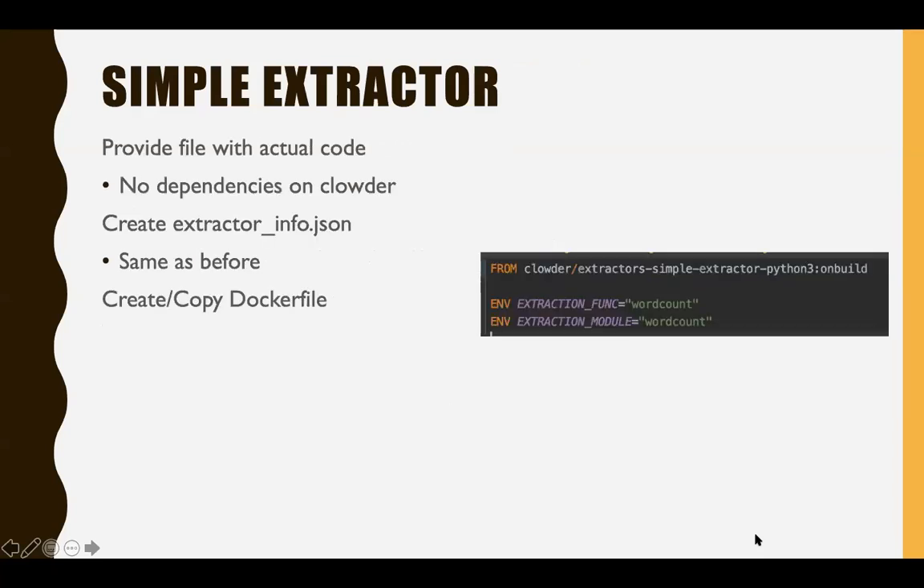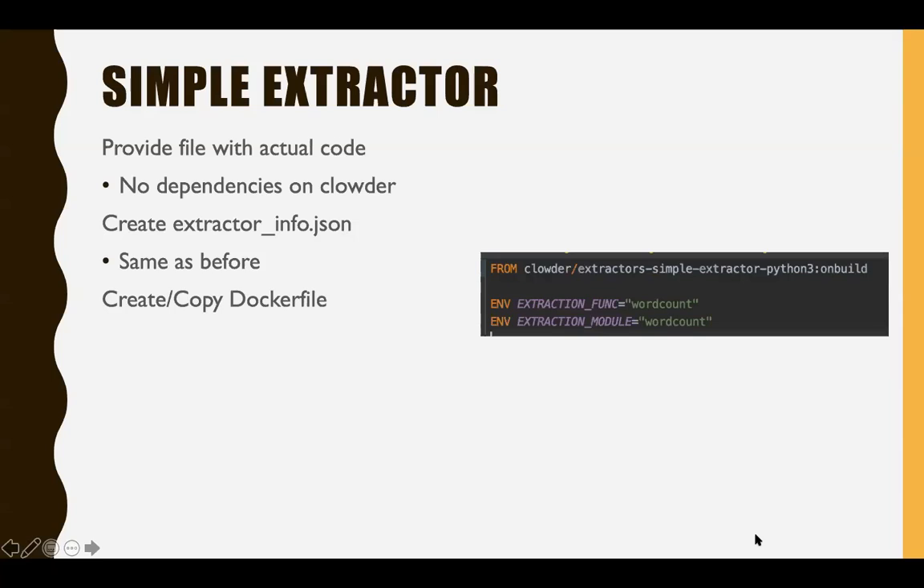So how do we build the simple extractor? We provide a file or multiple files with the actual code. There are no dependencies on Clowder at this point anymore. We create the extractor info. Now, you had to create this before already, so that doesn't really change. And you create or copy this simple Docker file that sits on the right. And that is all that's needed to get the simple extractor to work in Clowder.